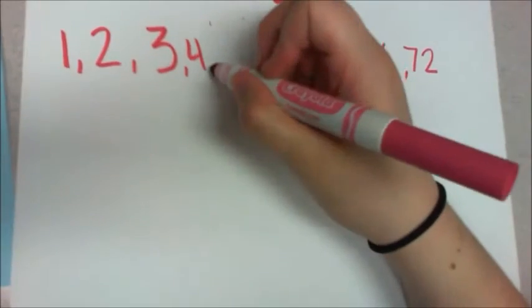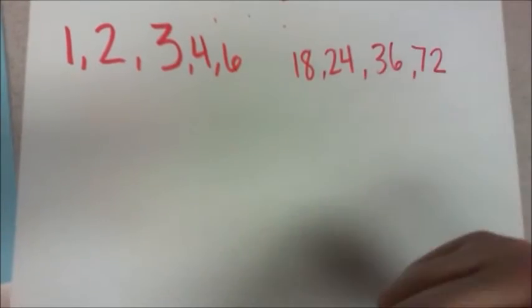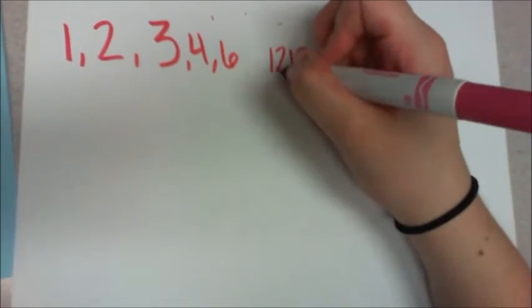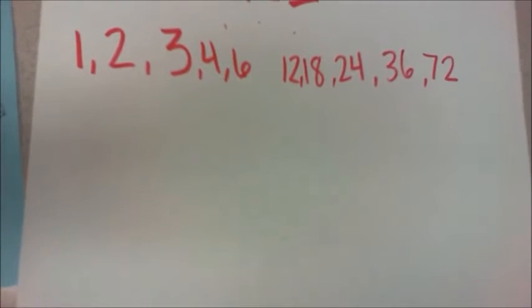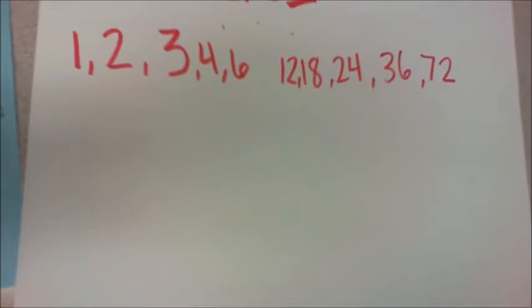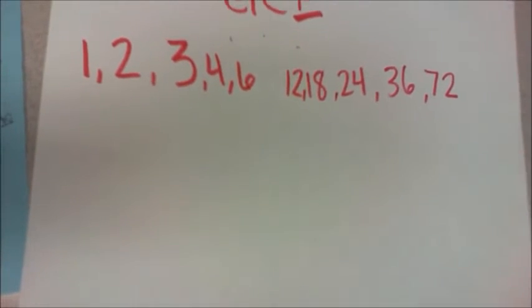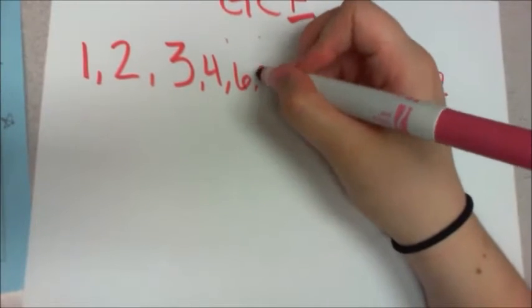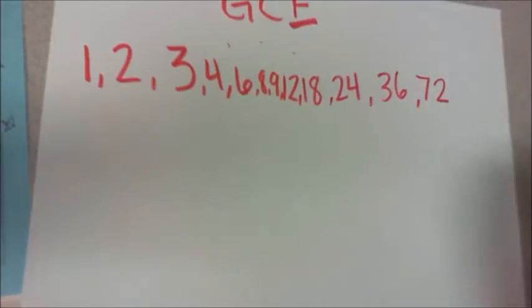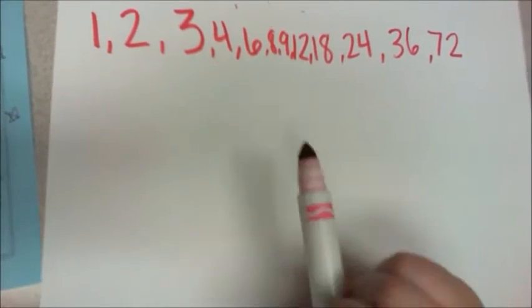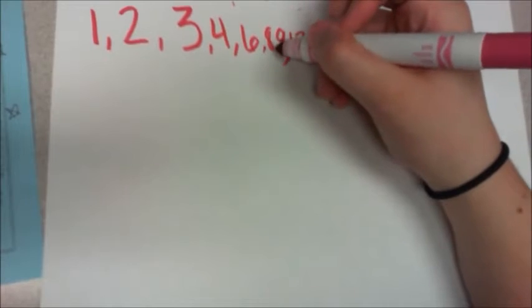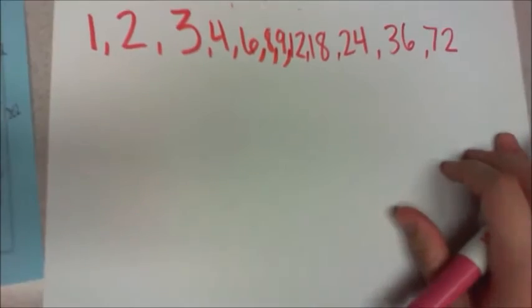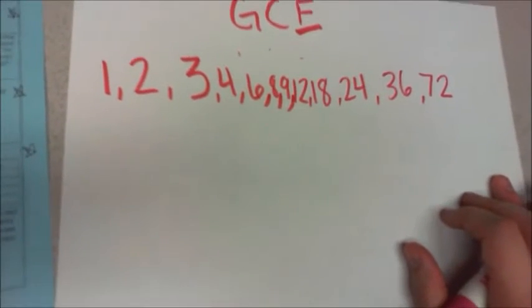5 will not go into 72 because it does not end in 5. 6 does go into 72. If you remember your multiplication fact, 6 times 12 gives you 72. 7 does not go into 72, but 8 does. 8 times 9 gives me 72. Since these numbers are right next to each other, we know we're done. Those are all the numbers that go into 72. Those are all of our factors.